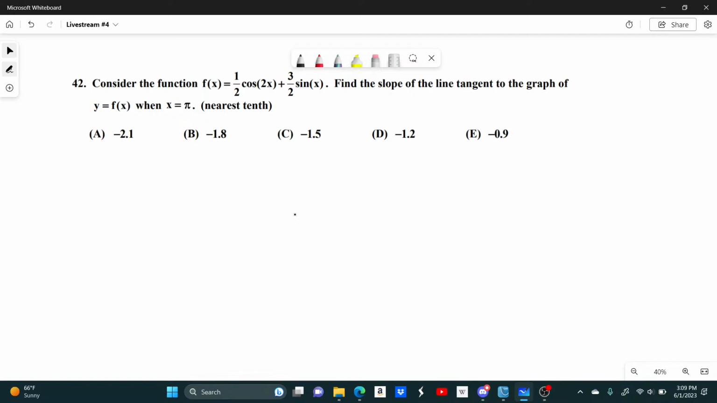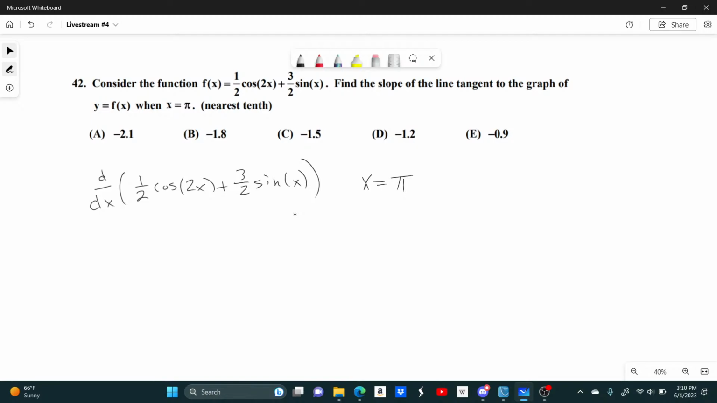So to find the slope at a certain point, you're basically taking the derivative of this equation, which you could either do by hand or with your calculator. It's up to you, whichever you think is faster. And then you're basically plugging in pi for x. Okay, so we can do this by hand. Actually, I'll do it by hand and then I'll do it with the calculator for those of you that are less savvy.